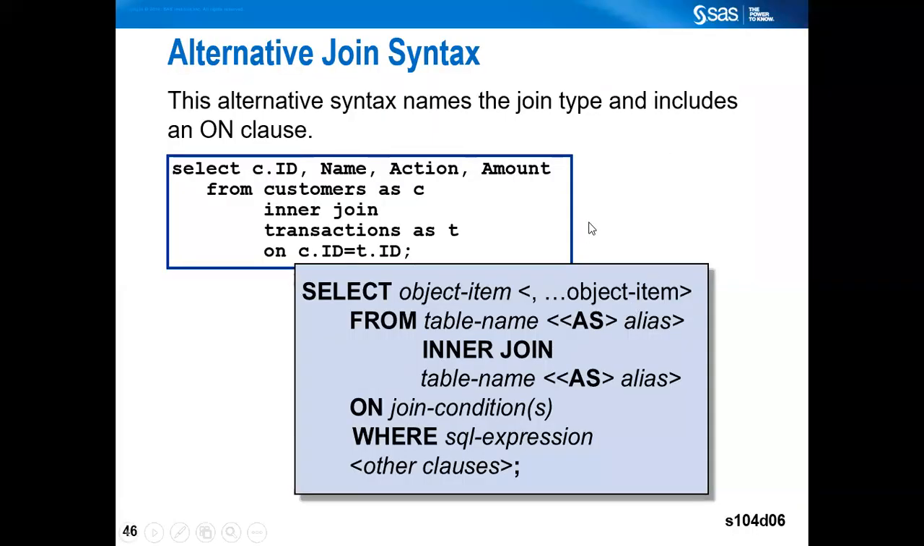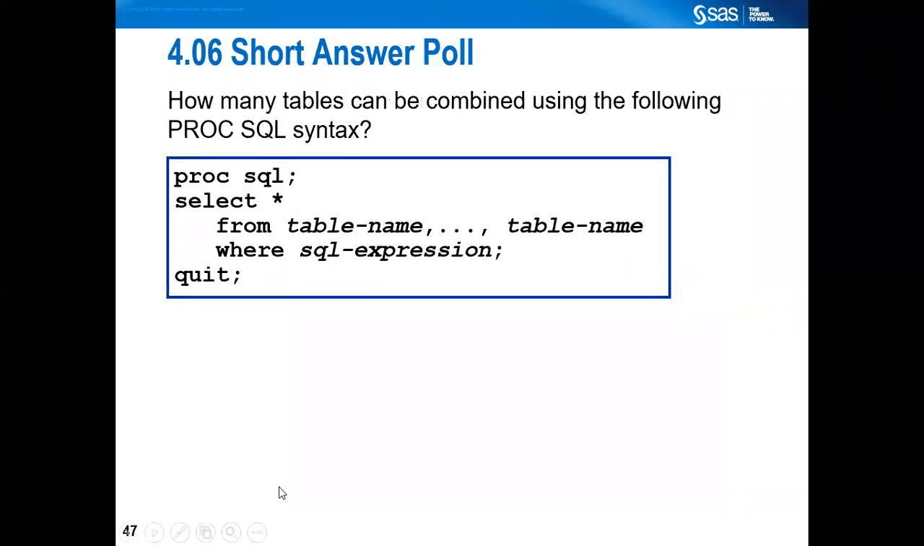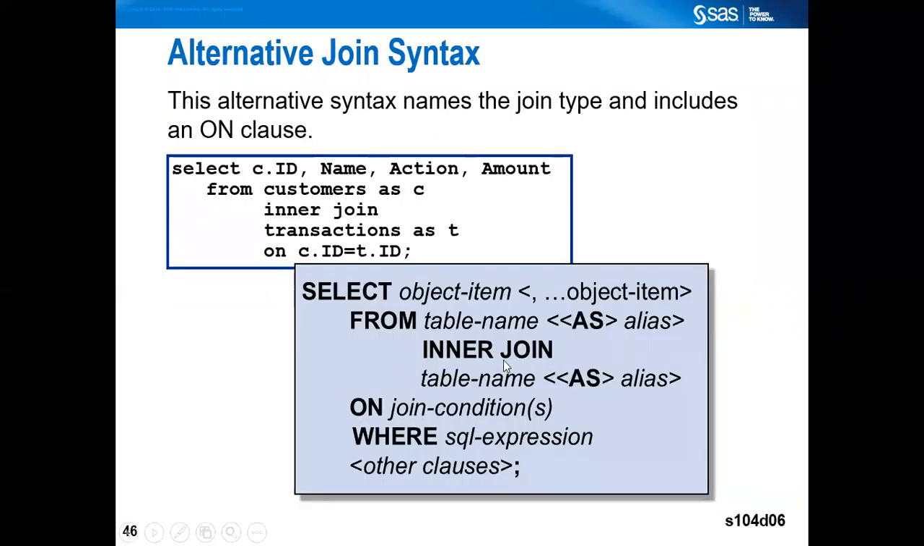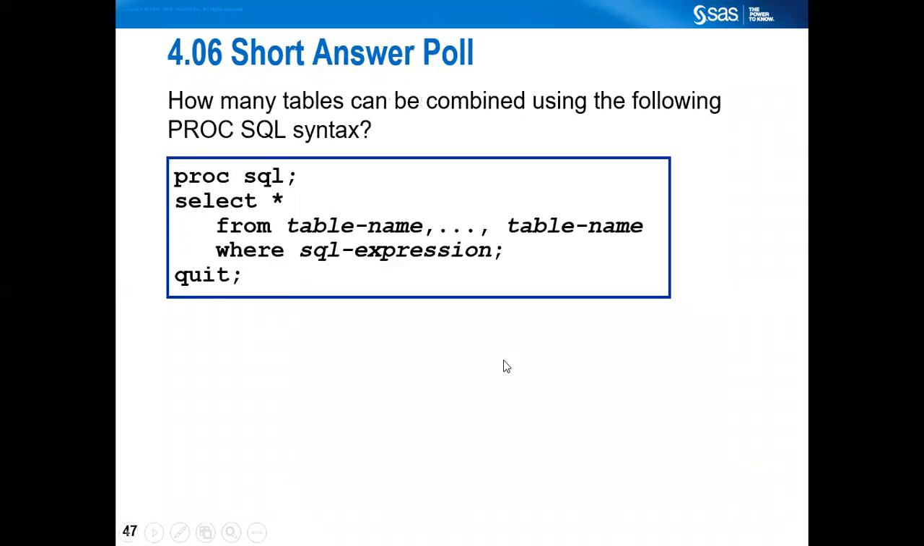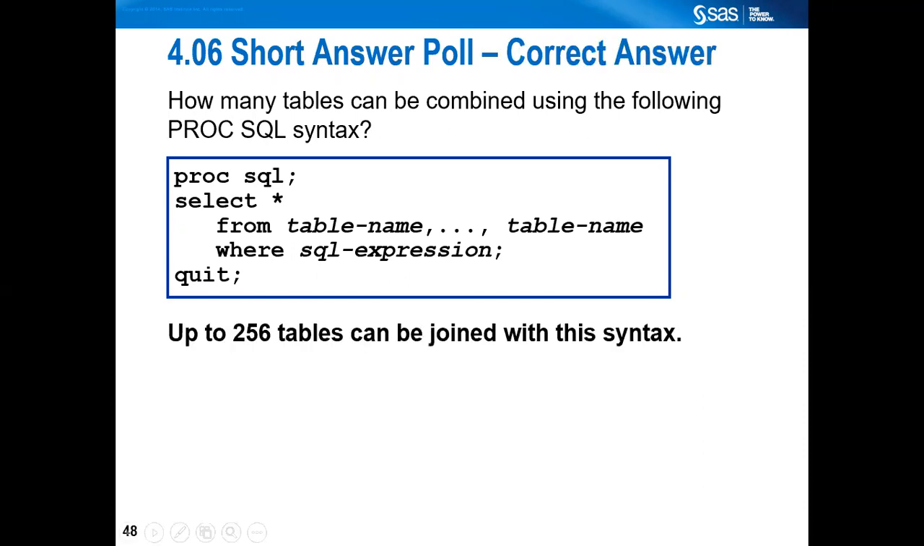So this is the alternate syntax for SQL inner join. Most of the time use this syntax itself, inner join. Okay. All right. Answer this poll now. How many tables can be combined using the following syntax? Any idea? This is the very first syntax, and I have already discussed, 256 you said earlier. 256. Yes. In this syntax, you can have maximum up to 256 tables to be joined.